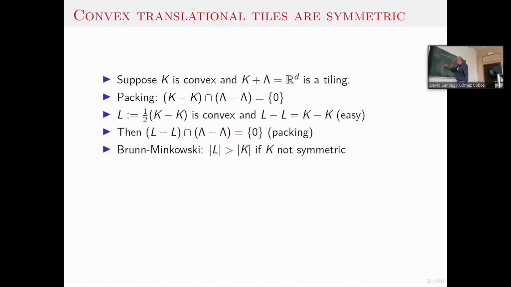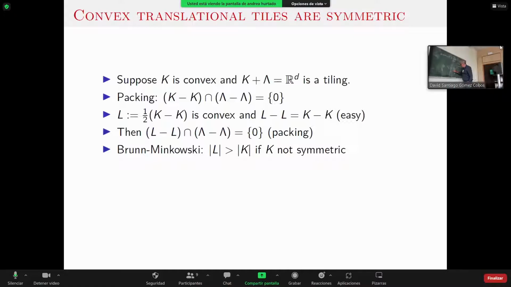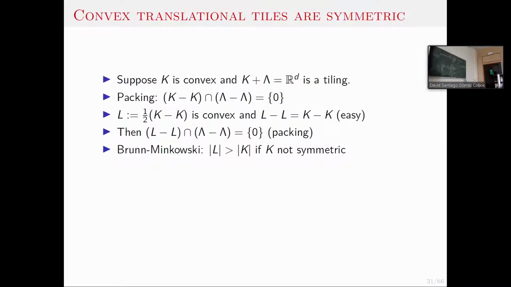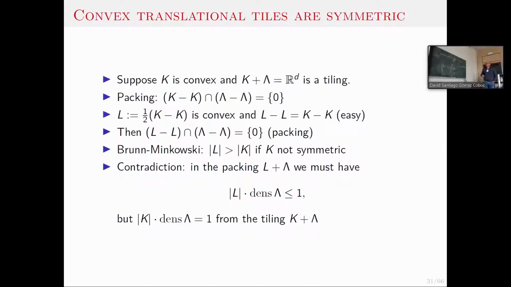Now, if you put a 1/2 here, you're going to pick up 1 over 2 to the D here. So what Minkowski says about this case is that the body L is strictly larger than body K in volume. Both of them convex and so on. And they're both packed. Now, this is a contradiction.